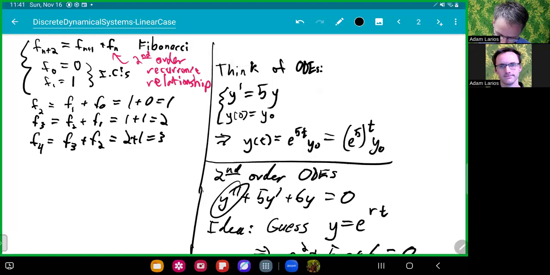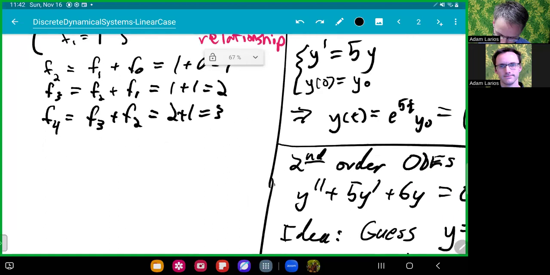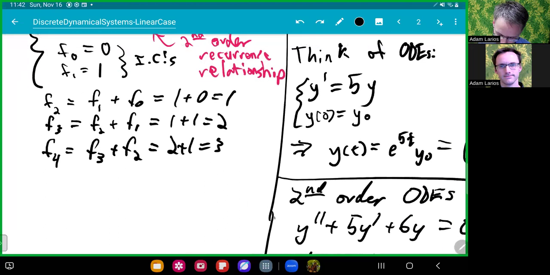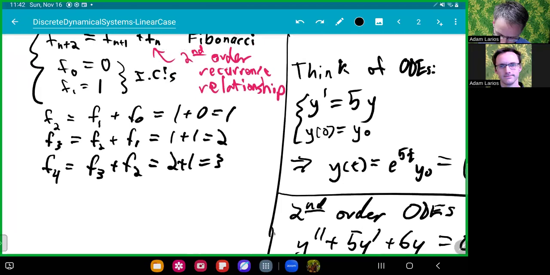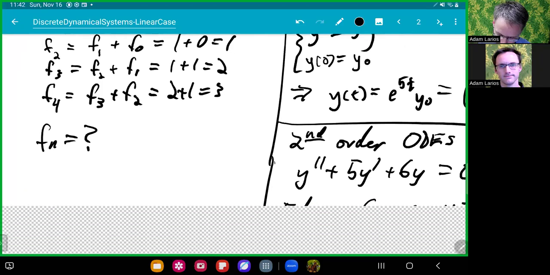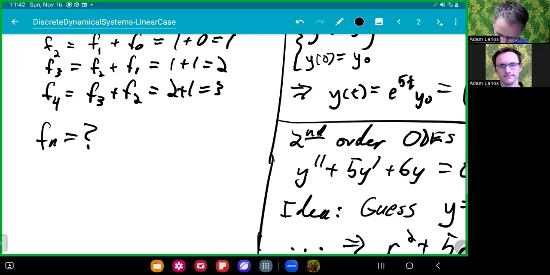A derivative, after all, is just some way of talking about a difference, in that case, sort of an infinitesimal scale difference, but difference nonetheless. And so by analogy, we might guess, so Fn, what we would like is a formula for the nth Fibonacci number that we can just plug in. That is, we want some type of a closed form.